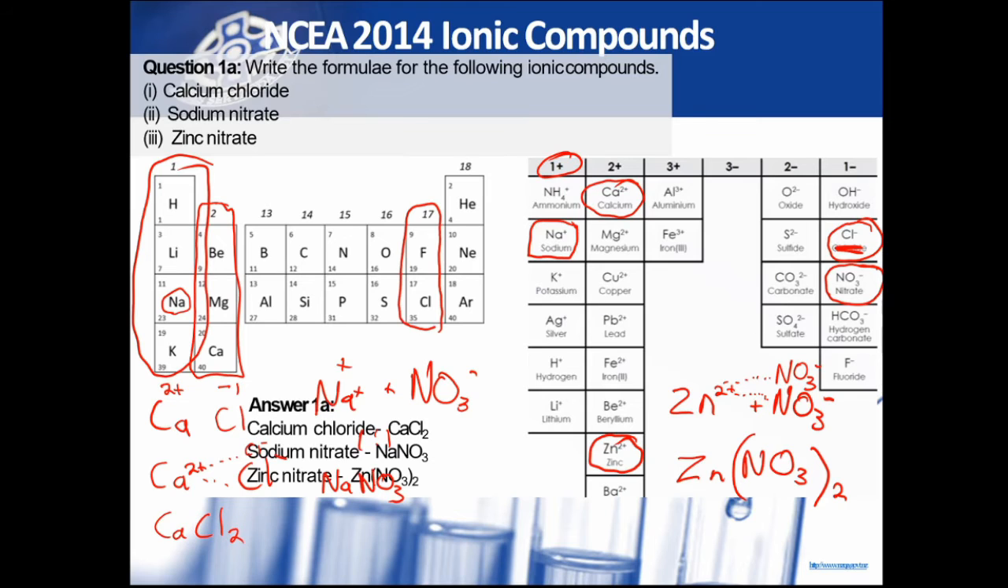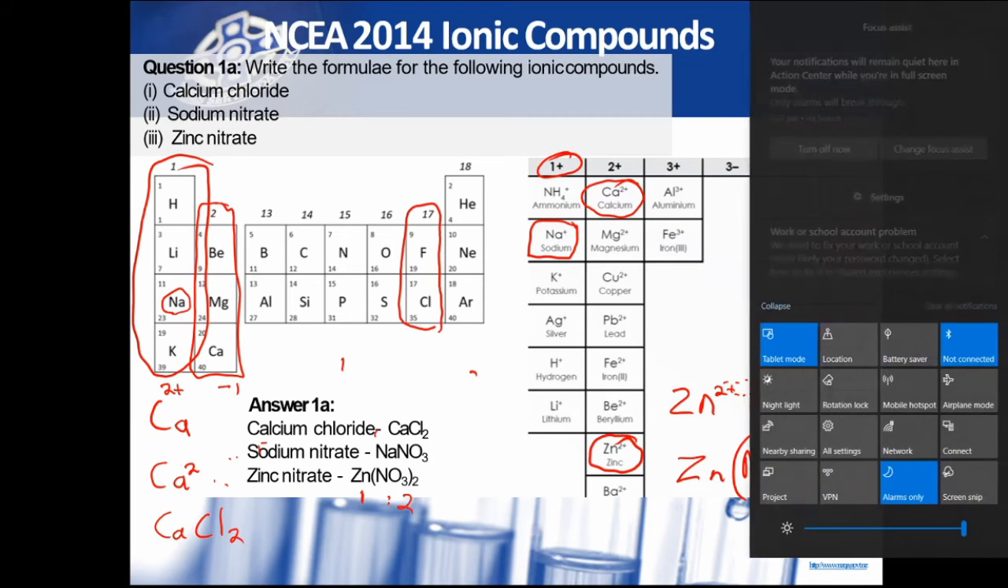Let's check what her model answer is. CaCl2, that's what we said. And NaNO3, that's a 1-to-1 ratio, remember, which I said. And then zinc is going to be Zn(NO3) bracket 2. So that is a 1 to 2 ratio. Alrighty, easy peasy. Next one.